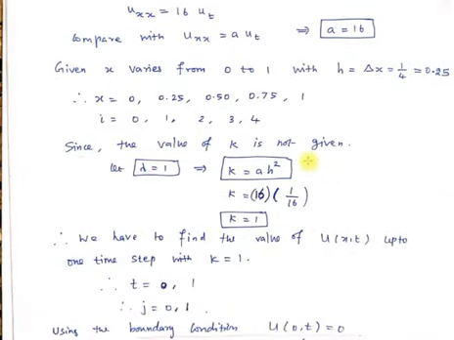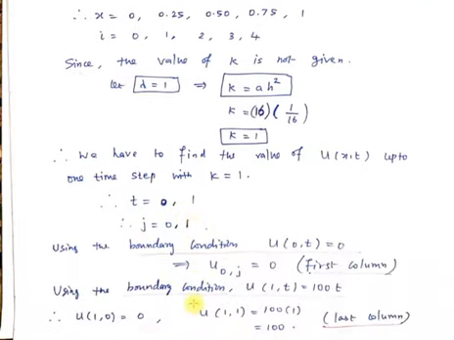Since the value of k is not given, let lambda equal to 1, which implies k equal to a h squared. a is 16, h is 1 by 4, so h squared is 1 by 16. The 16s cancel, so k equal to 1. We have to find the value of u at one time step with k equal to 1. So t equal to 0 and 1, so j is 0 and 1.